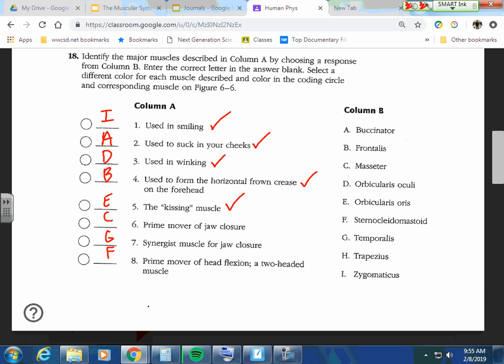All right. Although, as I looked at this, I mean, 6 and 7 are cool, but I didn't tell first or second hour to know them, so I'm not going to say it. But prime mover of jaw closure for chewing is going to be masseter. I'll show you on the next diagram. Are you guys good with this if I erase?